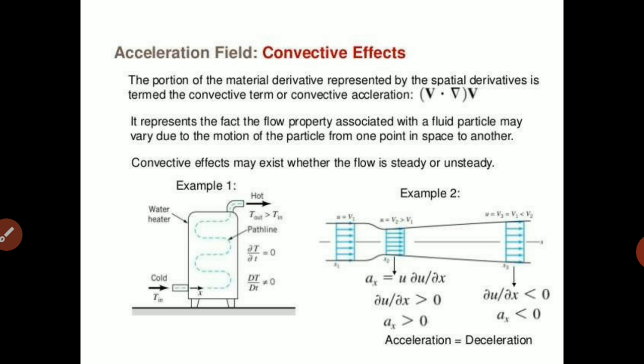Then the acceleration field is the one term that we are going to consider here. The portion of the material derivative represented by spatial derivatives is termed the convective term, or convective acceleration. It represents the fact that the flow property associated with the fluid particle may vary due to motion of the particle from one space to another.